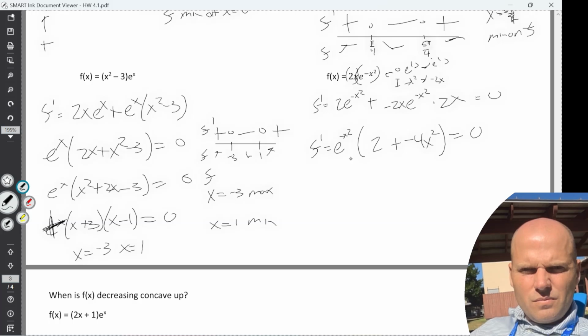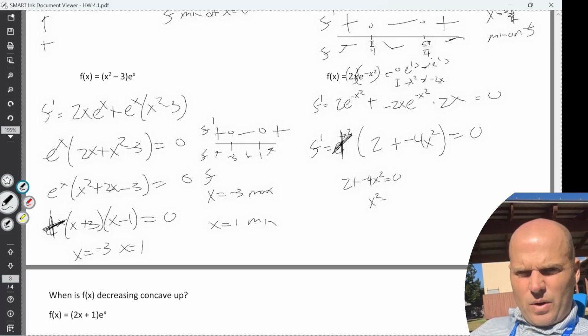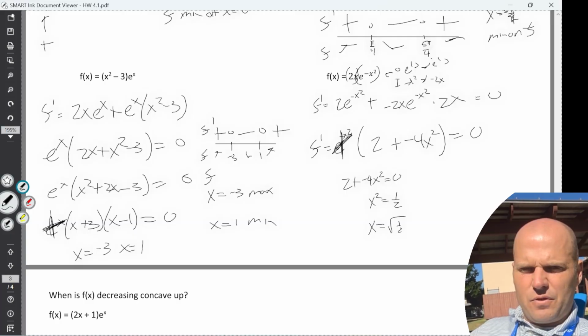Cool. This will never be 0. This will always be positive. I've got to figure out what 2 plus -4x squared equals 0. I get x squared equals a half. I get x equals the square root of a half. Don't forget the plus or minus. This is important to do. We did this in class.